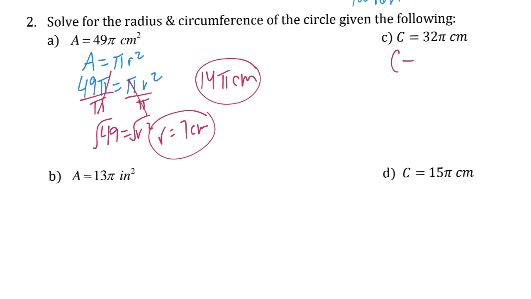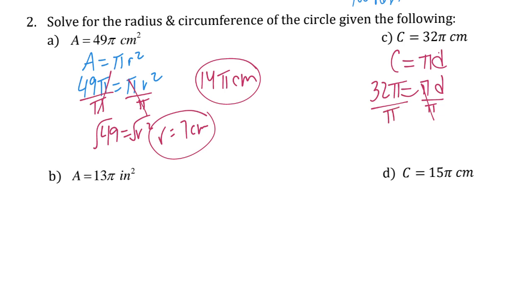Over here, circumference equals pi d, okay? And so they give us the value of circumference, it's 32 pi, and that equals pi d. To get d by itself, we're going to divide by pi. Because it has a pi, the pi's will cancel out on the left side.